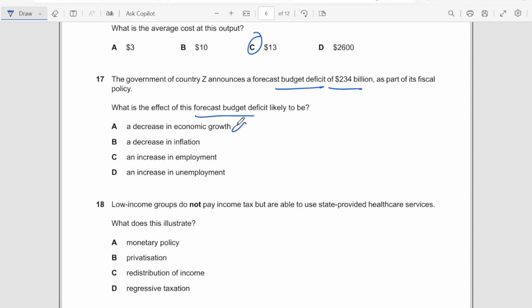So there's an increase in economic growth, not decrease. This is wrong. A decrease in inflation, wrong. There can be demand pull inflation. There's increase in employment, yes, because economy is growing due to fiscal deficit and expansionary fiscal policy. And as economy is growing, more workers are needed, and there's an increase in employment. And D is not the answer.